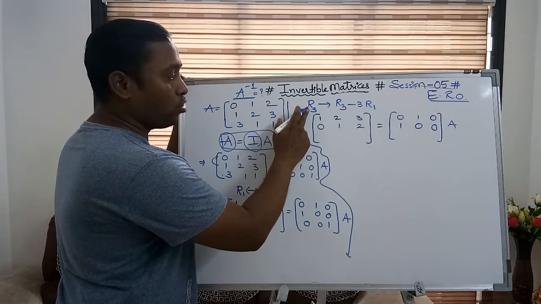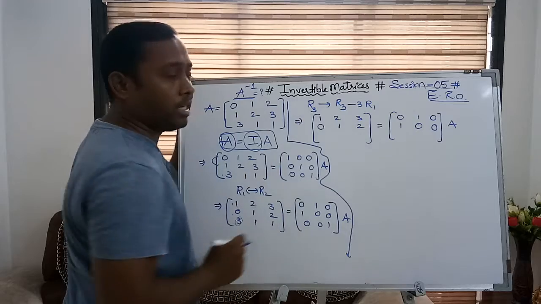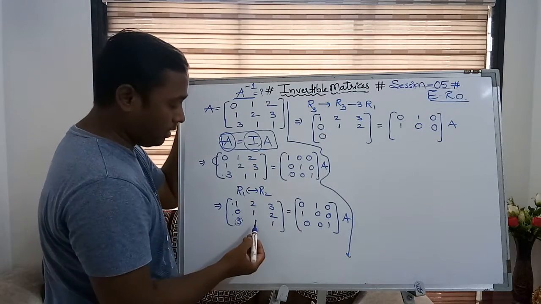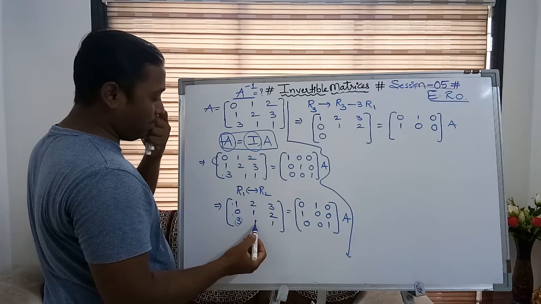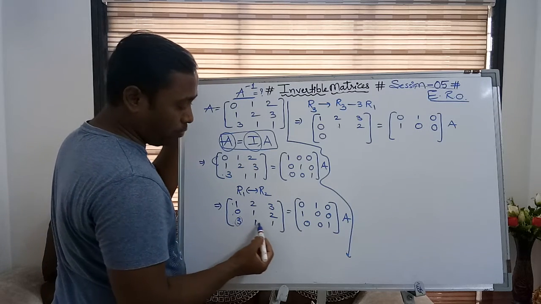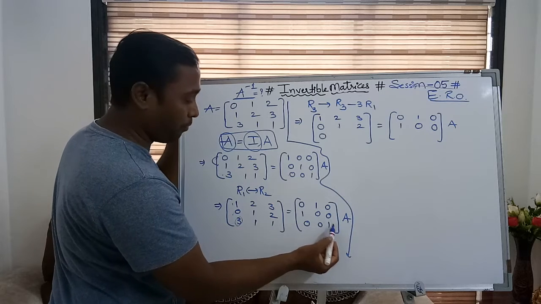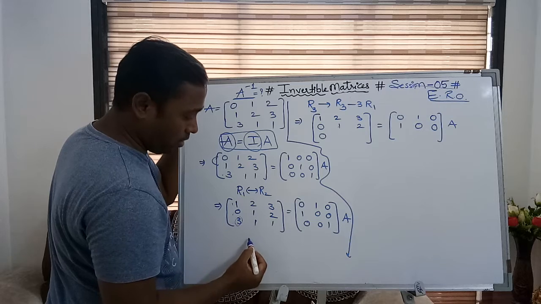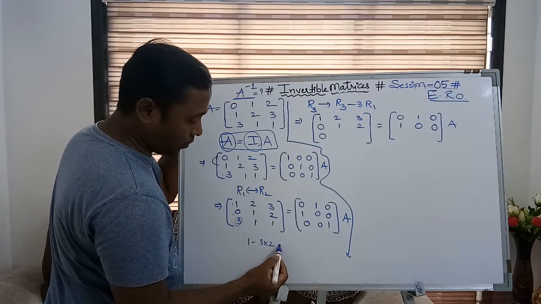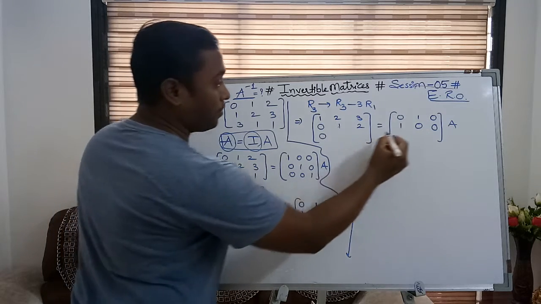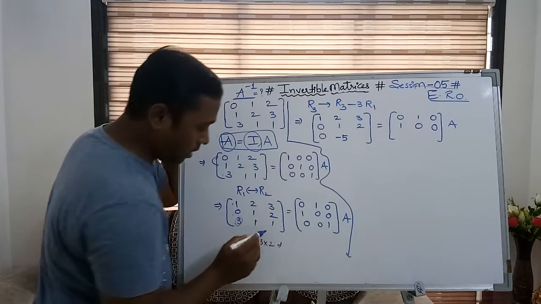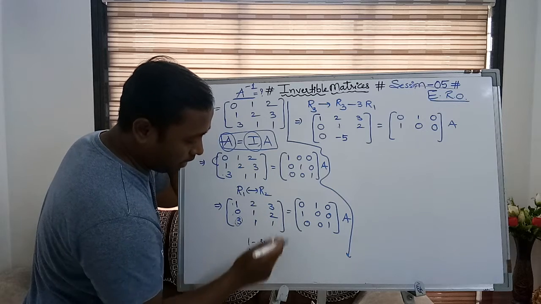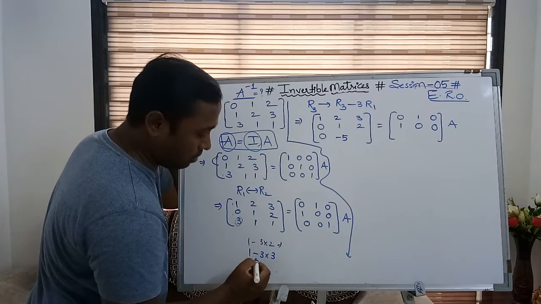Now R3 is going to change. How? R3 minus 3 times R1. So ultimately this becomes 0. That is the purpose of doing this. And then the same operation is applied to all the elements of R3. So 1 minus 3 times 2, see, 1 minus 3 times 2 gives minus 5. Then minus 1 minus 3 times 3, that is minus 9, minus 8.